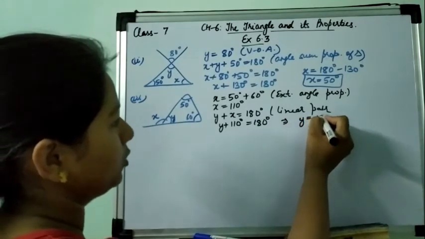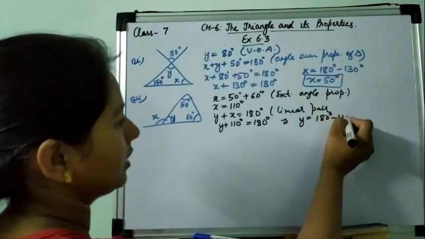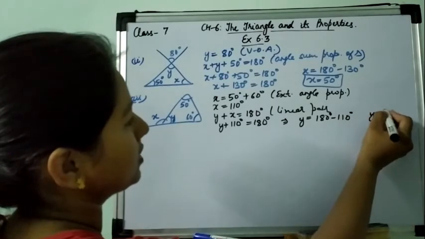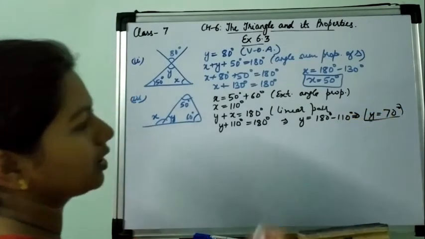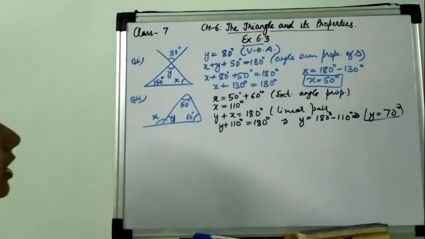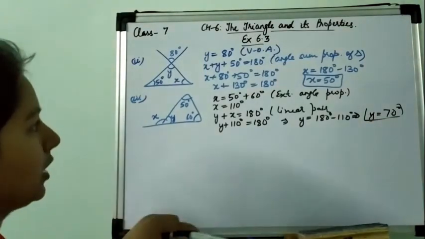Y is equal to 180 minus 110 degree. So y is equal to 70 degree. Okay, in this way we can complete our third part. Now moving to fourth part.